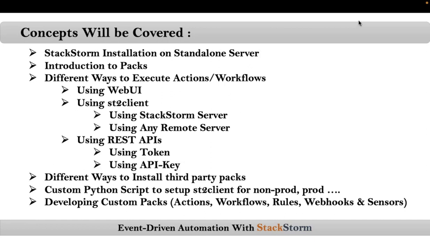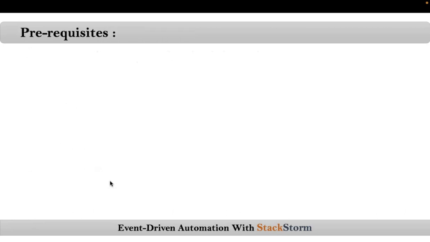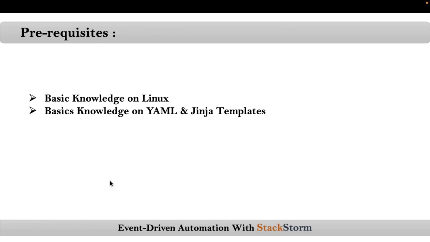Packs consist of actions, workflows, rules, webhooks, and sensors. One more important point: StackStorm can also be used to work with Windows servers, but in our course we are not going to touch them. We are going to work with only Linux servers. Now let me go through the prerequisites. You should have basic knowledge of Linux, YAML, and Jinja templates. Jinja template concepts are very easy, so if you already know them, that's fine. Otherwise, no problem, we will cover them. You should also be good at Bash and Python, because sometimes we may need to develop custom actions, and while developing custom actions, we may go with Bash or Python based on requirements.